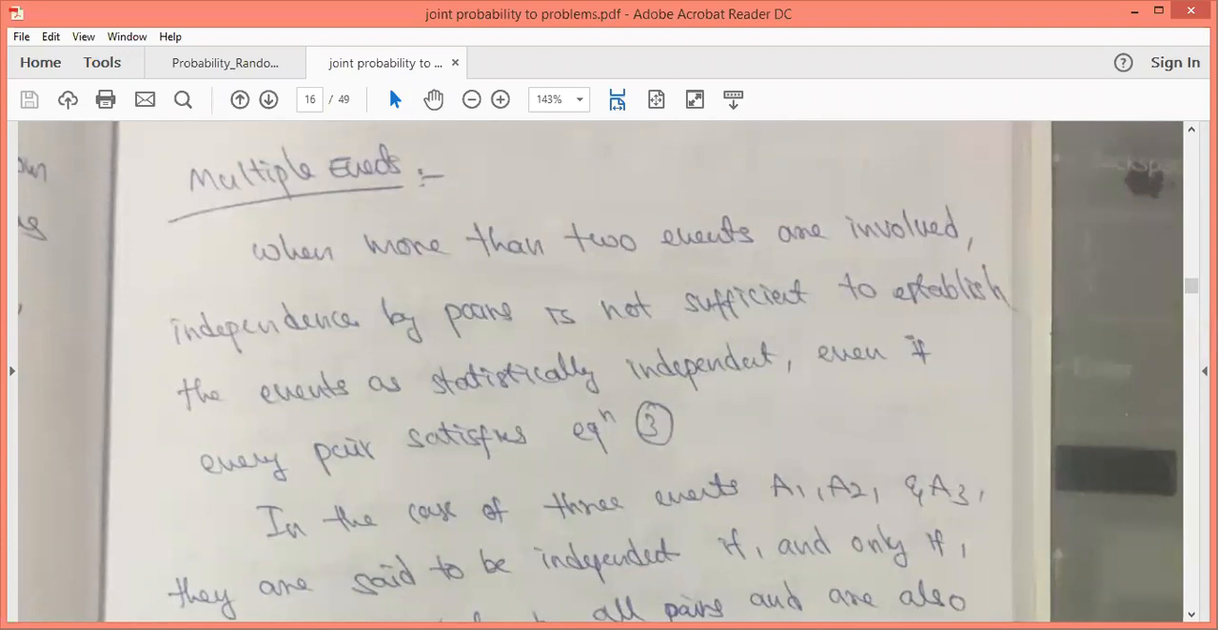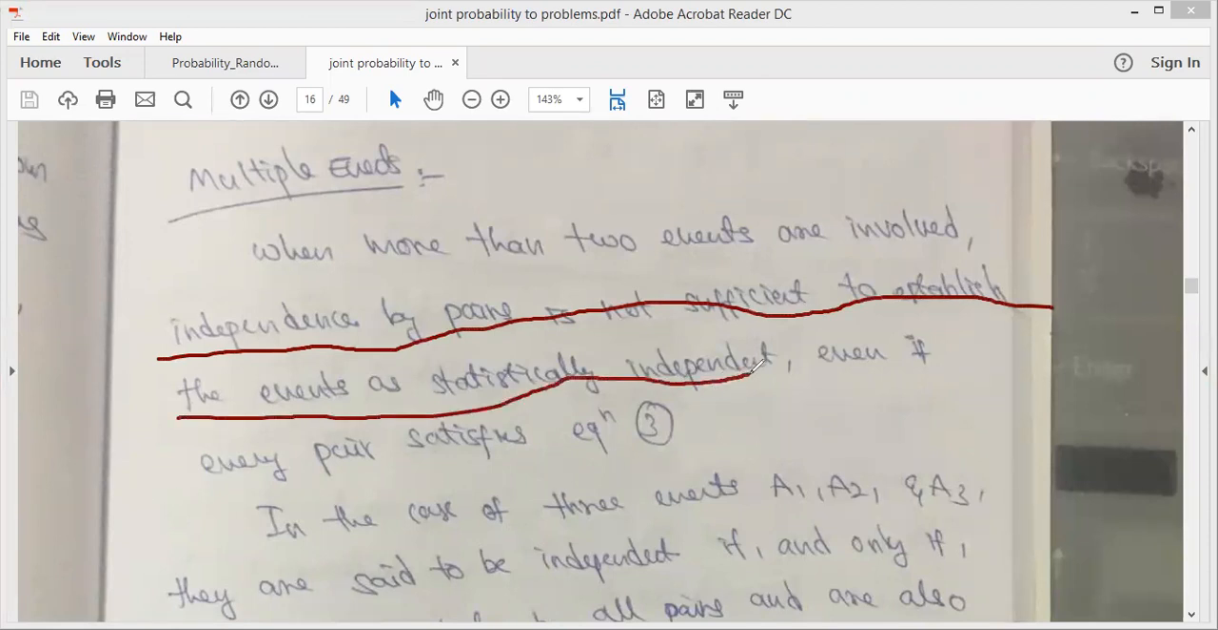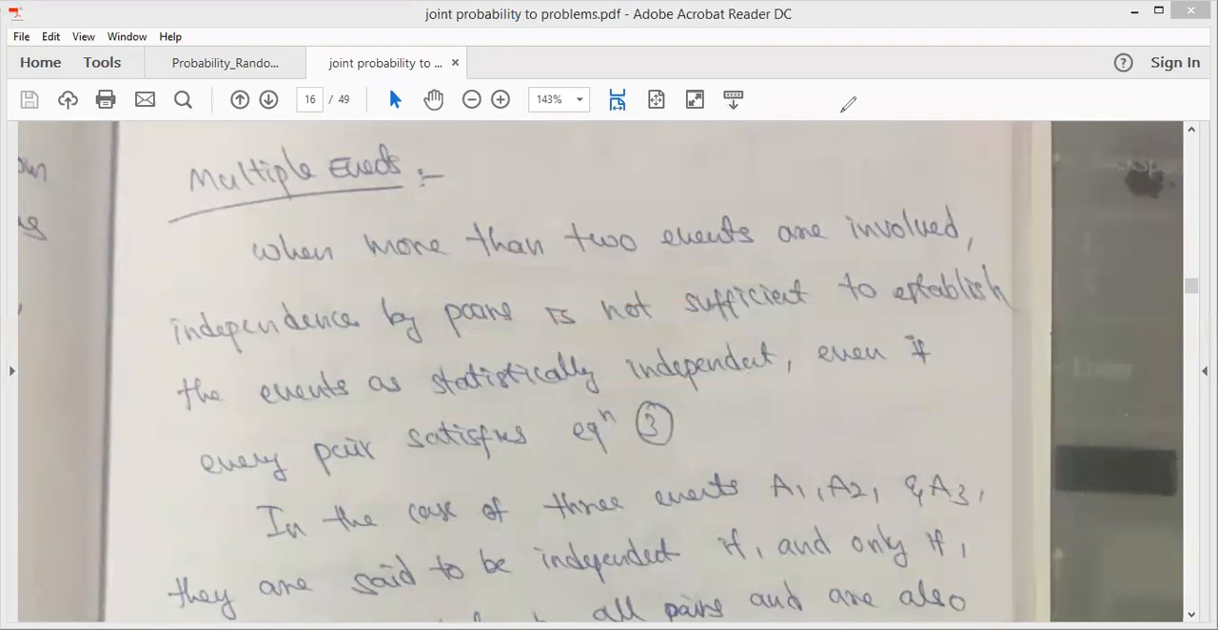Okay, so if only two events are involved, independence by pairs is enough. But if you have more than two events, independence by pairs is not sufficient to establish that the events are statistically independent. If you use equation 3, it gives that the events are independent only by pairs, since we have more than two events. So this equation is not sufficient to check the independence. That is why we will be using some more conditions here to check the independence.